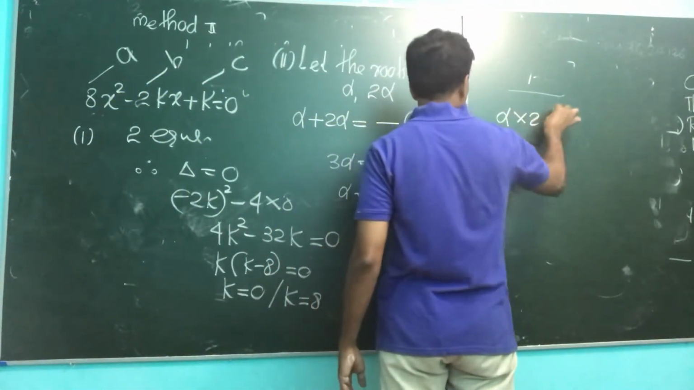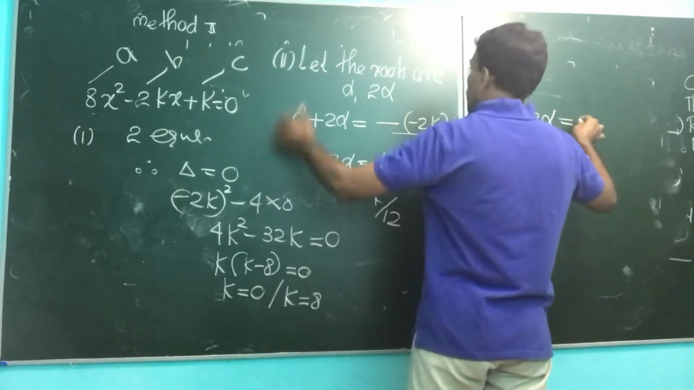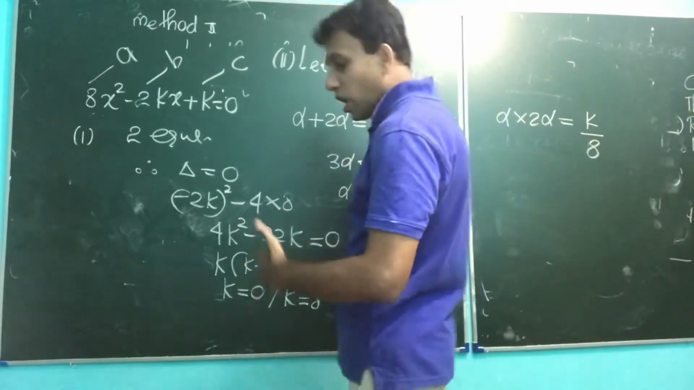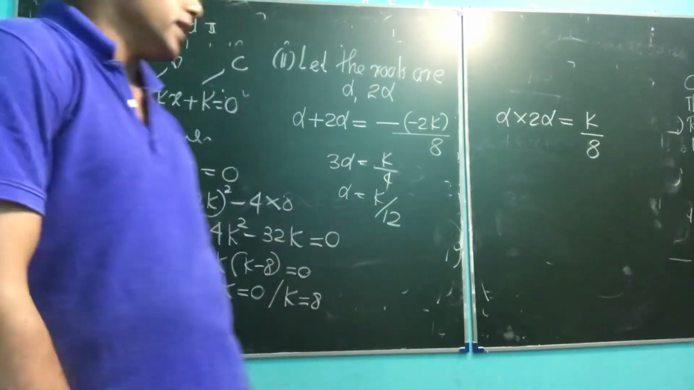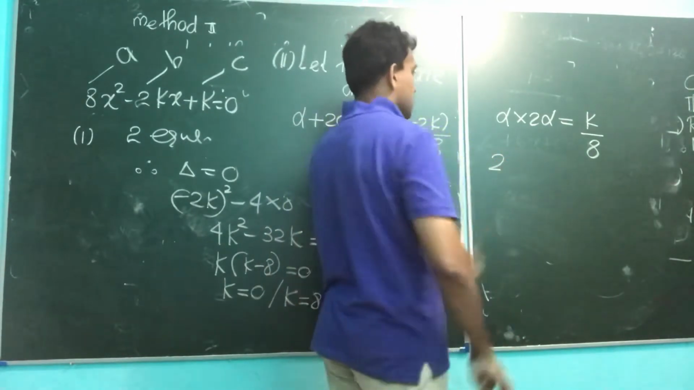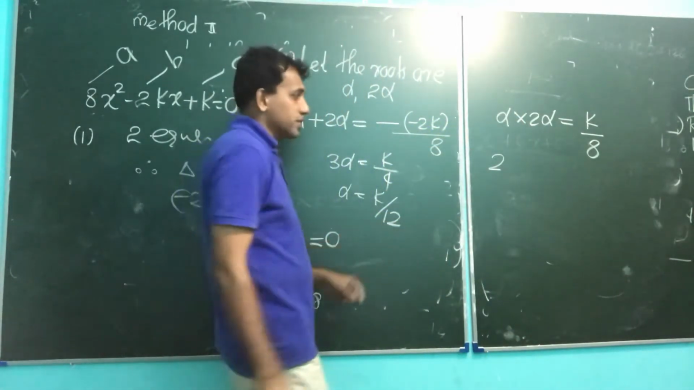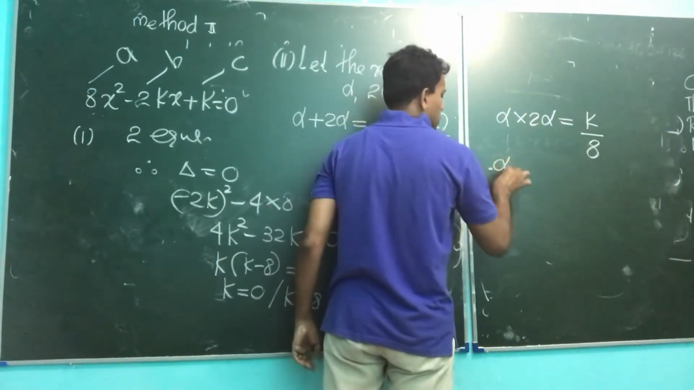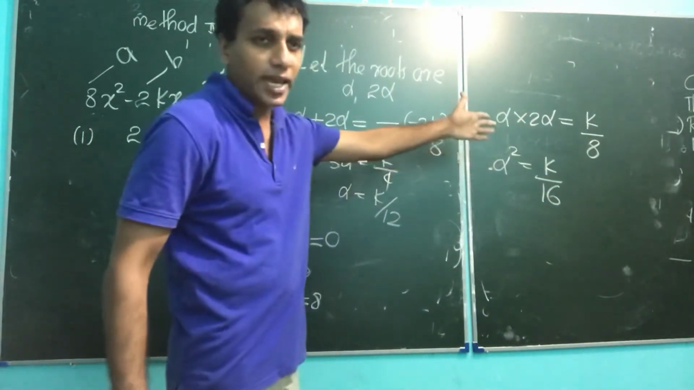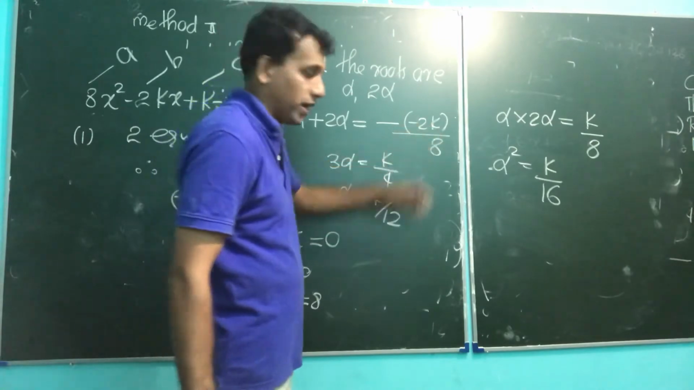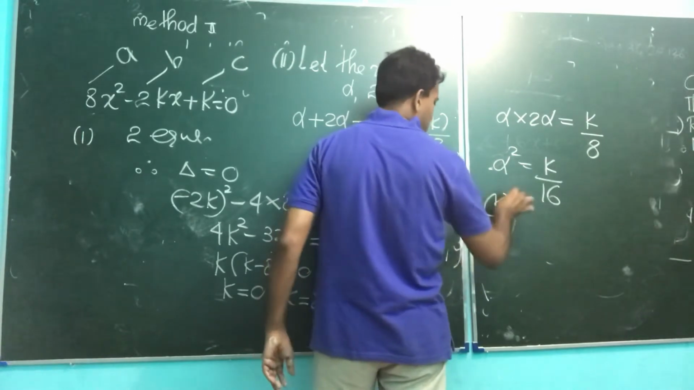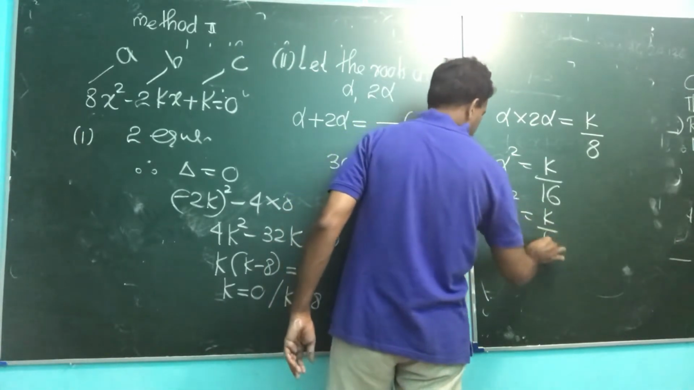Alpha into 2 alpha equals C over A, that is k over 8. So alpha square equals k by 16. What is alpha? k by 12. Put alpha as k by 12, so (k by 12) square equals k by 16.